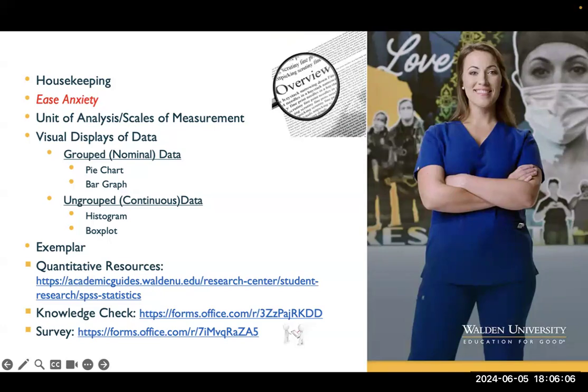Now, I'll give you an exemplar, and this will be for you to keep, which I'll put into the chat before we end. This exemplar is pretty much an example of the application assignment for those taking the quantitative reasoning course, okay? So that should be very helpful. And then I will lead you to some quantitative resources. And I have just something that I'm playing around with called a knowledge check.